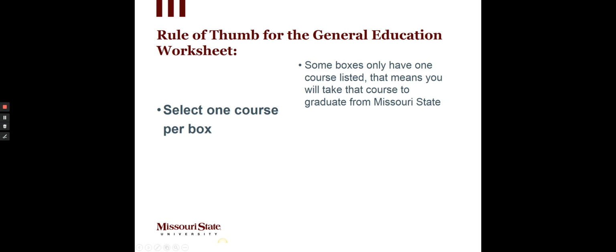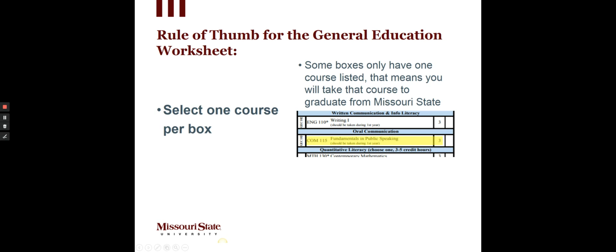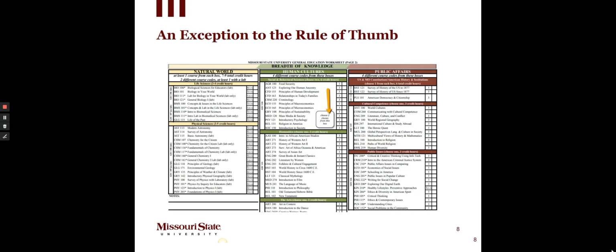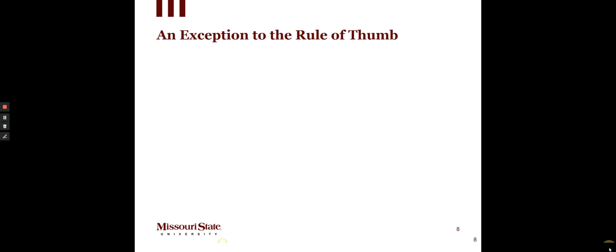Some boxes have only one course listed, and that means you will take a course from that box in order to graduate. An example is the Foundations of Public Speaking Oral Communication box. You'll notice there's only one class listed, so you will take COM 115 in order to graduate. But most boxes have many course choices. Select just one from that box to satisfy that general education requirement. And of course, there's always an exception to the rule, and the exception is the Human Cultures box, where you'll choose 2 courses.